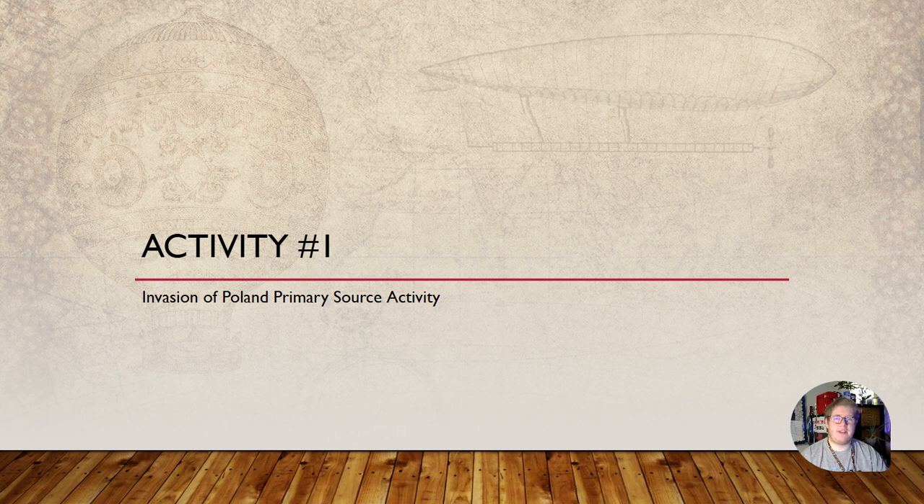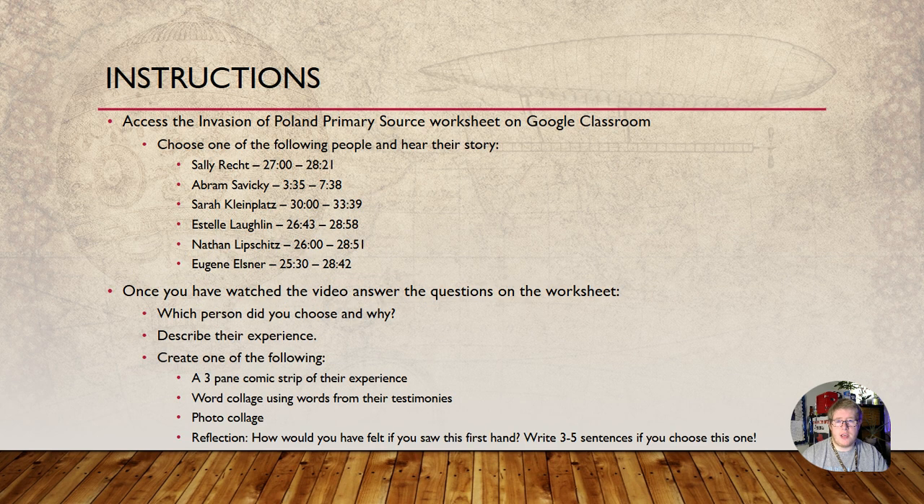So let's talk about activity number one. Just like last week's Dachau primary source activity, this one's going to be very similar in the sense that you're also going to be looking at things from the USC archive, so you should already have those accounts made from last time. But there are a few more stories that we're going to highlight today. You're going to choose one of the following people, and the assignment is also in Google Classroom. You're going to choose one of the following people and hear their story. You could choose Sally Recht, Abram Savicki, Sarah Kleinplatz, Estelle Laughlin, Nathan Lipschitz, and Eugene Elsner.